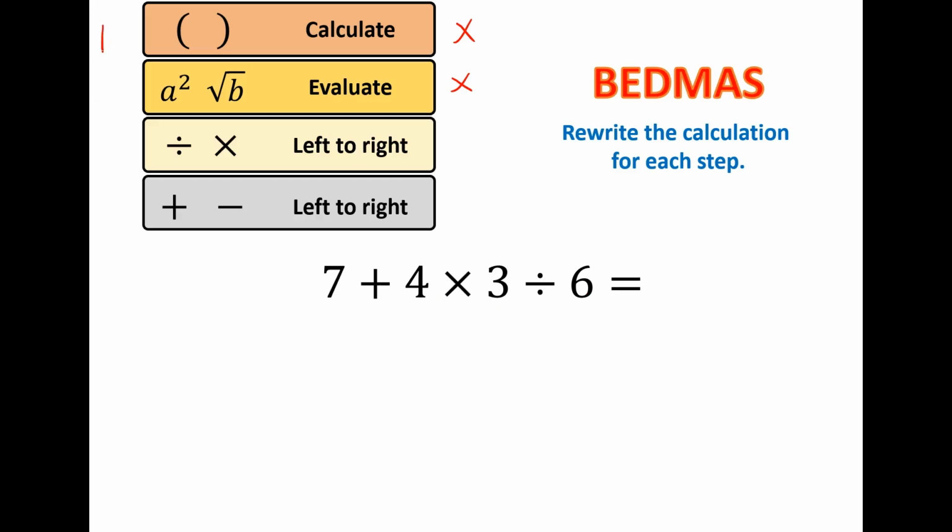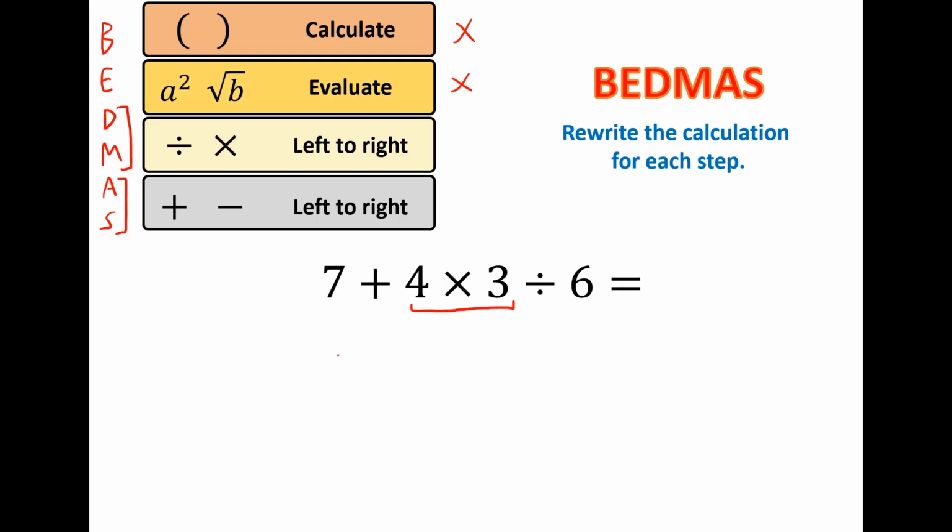Now, because BEDMAS usually is written top to bottom, most students think that after you check for brackets and exponents, you want to do division first. But again, that's not true. Remember what I told you from the previous page. It doesn't matter if it's division or multiplication. They have the same order. You do the one that's from the left to right hand side first. So from the left to right hand side, I see 4 times 3 first. So that's the first one I want to do.